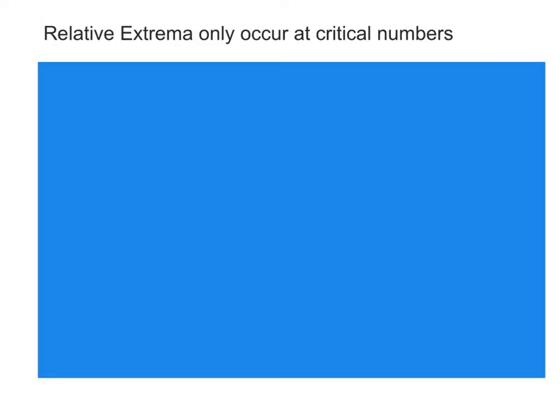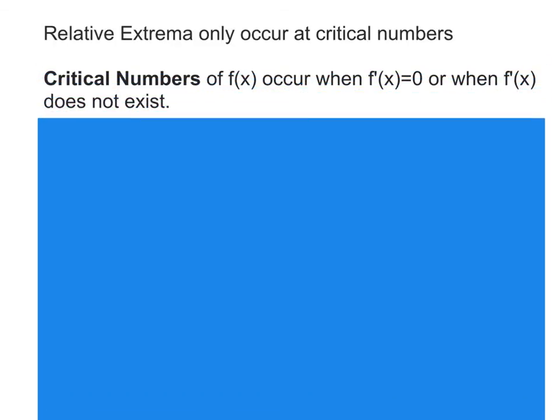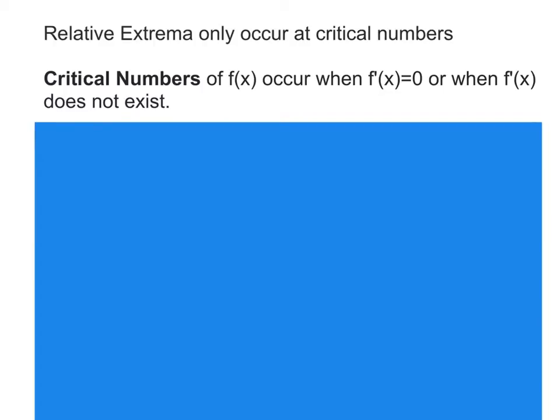Well, relative extrema only occur at critical numbers. What's a critical number? Well, a critical number of a function is when the derivative equals 0. Those hills and valleys that we looked at a second ago, they're going to have a horizontal tangent, and a horizontal tangent we know has a slope of 0, and the slope of 0 is where the first derivative equals 0. Okay. Critical numbers also happen when our first derivative does not exist.